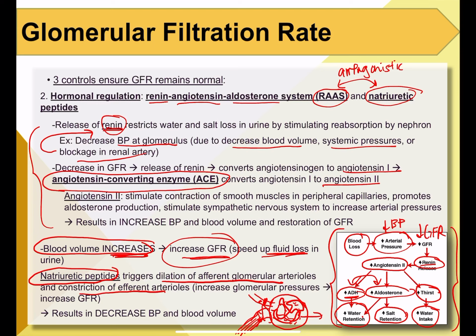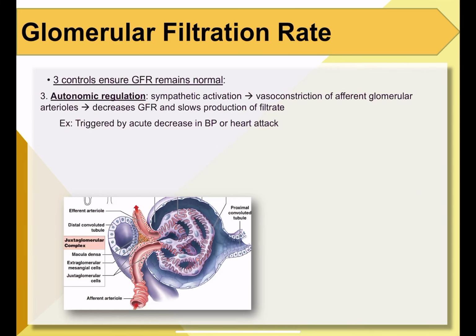And that will cause more fluid loss, and that goes straight into your urine and results in a decrease in blood pressure because you have decreased blood volume by getting rid of all that extra fluid. So two different things are happening depending on whether you have low blood pressure or high blood pressure, and how hormones are helping you either retain water or get rid of that extra water. Both cases would affect your blood volume, which then brings your blood pressure back to normal.